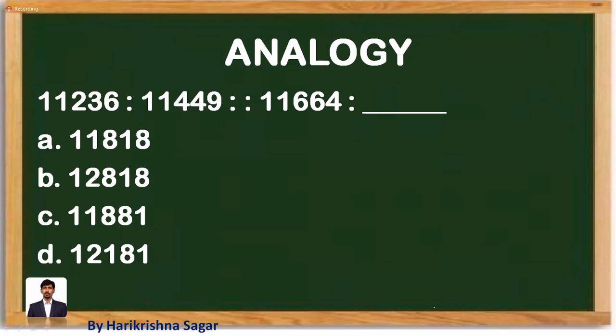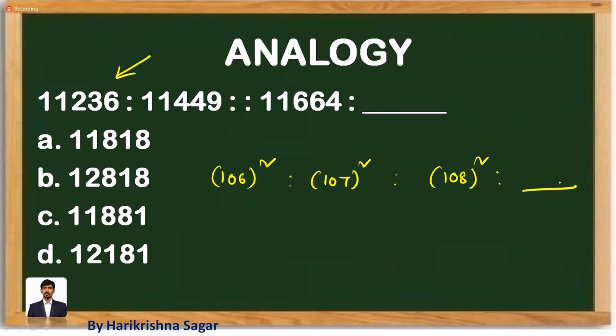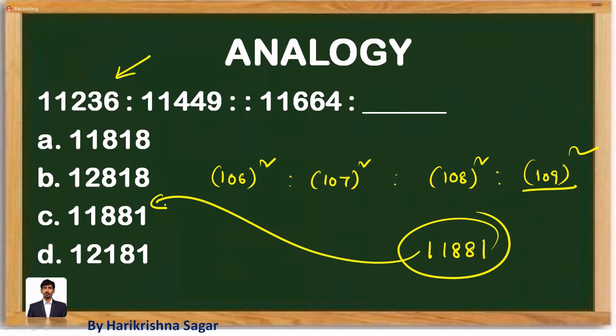I hope you are able to get clarity. So 11236 is nothing but 106 whole square, right? 11449 is 107 whole square. 11664 is 108 whole square. What is the next number? 109 whole square. What is 109 whole square? 1, 9 into 2 is 18, 9 square is 81. That's the reason the answer choice is this. I hope you got clarity.